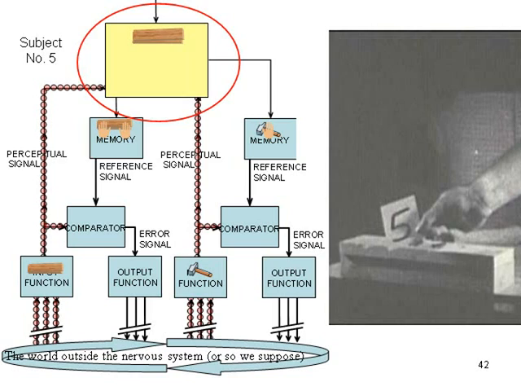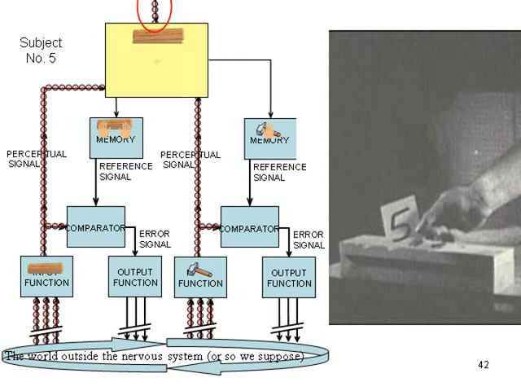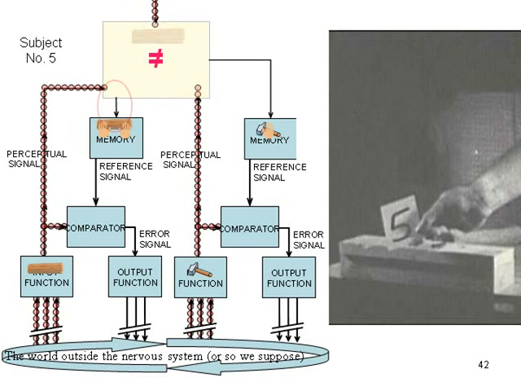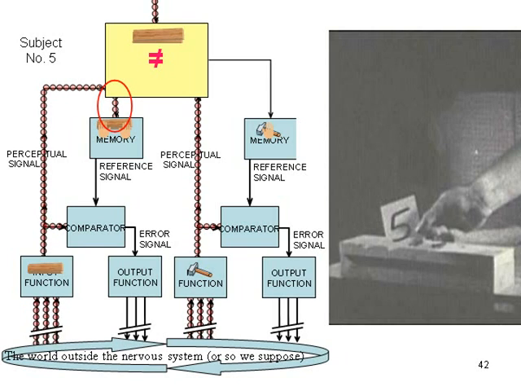Now comes the address signal to boards moving, which in turn addresses the memory of moving boards. That memory sends a reference signal to the comparator, which, perceiving that the boards are not moving, sends an error signal to the output function, which addresses lower-level control modules down to muscles, and we observe the boards moving.